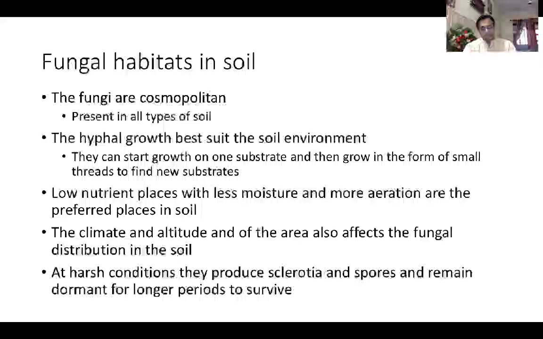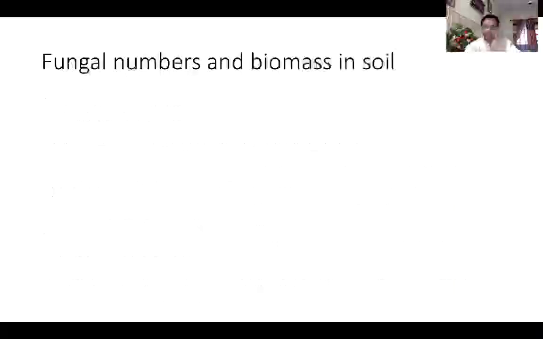Similarly, harsh conditions promote the fungi to produce some kinds of survival structures. The survival structures are mostly spores. However, there are some fungi which produce dormant structures like sclerotia. These dormant structures help fungi to survive for a longer period of time in unfavorable conditions.